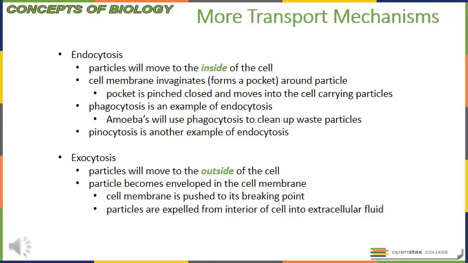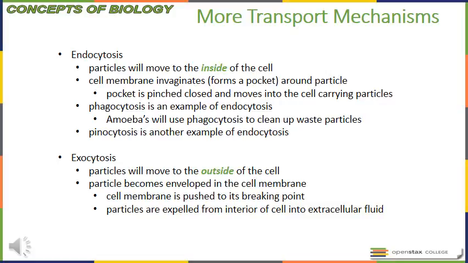To finish out this chapter, we have just a few more transport mechanisms to discuss. They are called endocytosis and exocytosis, and you can probably glean from the word itself what this means. Endo meaning inward or interior, and exo meaning outside or exterior. Cytosis is a condition of a cell. And so we've got endocytosis and exocytosis.